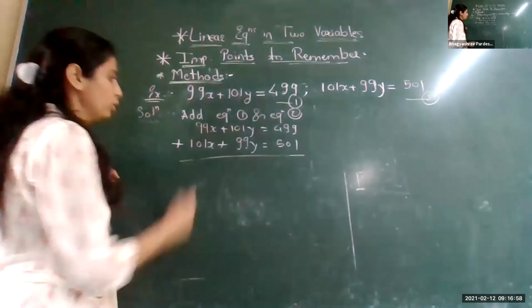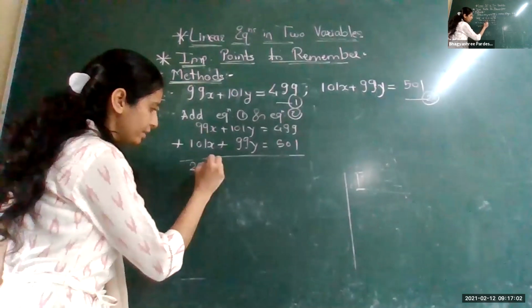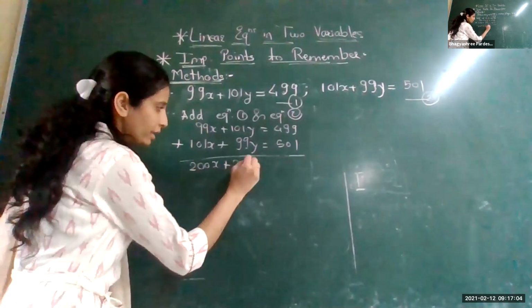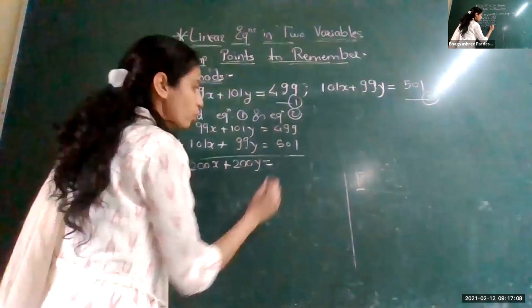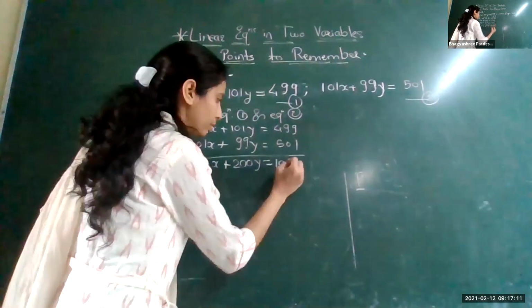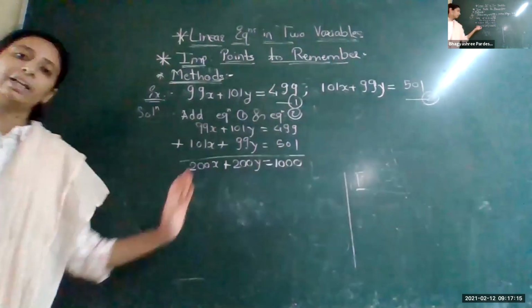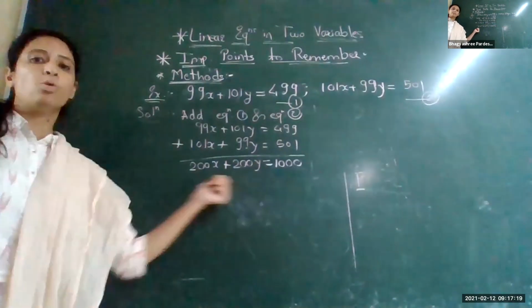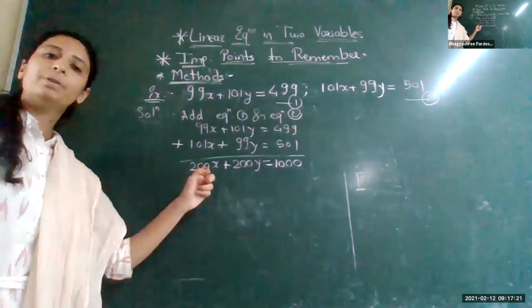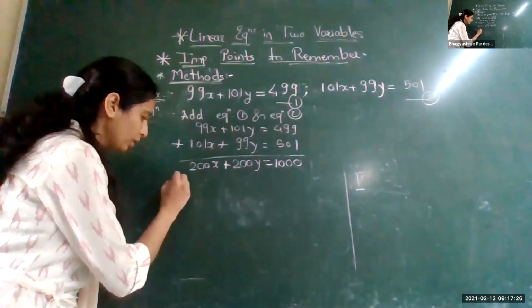So it is 101 plus 99, which is simply 200x. Same, it is 200y. And this is equal to 501 plus 499, that is, this is equal to 1000. So we have got this one. Now again look here: 200, 200, 1000. All are divisible by a common number, that is, they can be divided by 200. So I'm dividing it by 200.